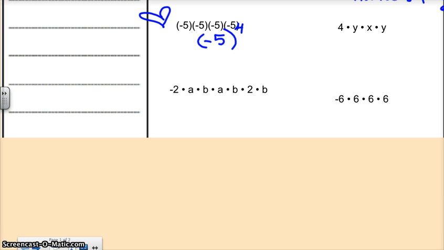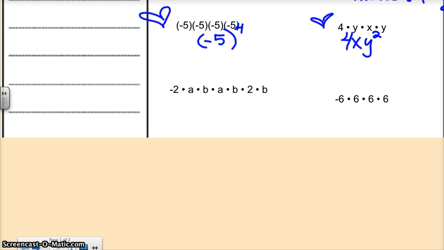Okay, so next one. We have 4 times y times x times y. Let's just start with the numbers, because numbers always go first. I can't combine 4 with anything, right? So it just stays 4. And then what's next in alphabetical order would be the x, right? X stays put. And then how many y's do I have? 2. Y squared. 4xy squared.